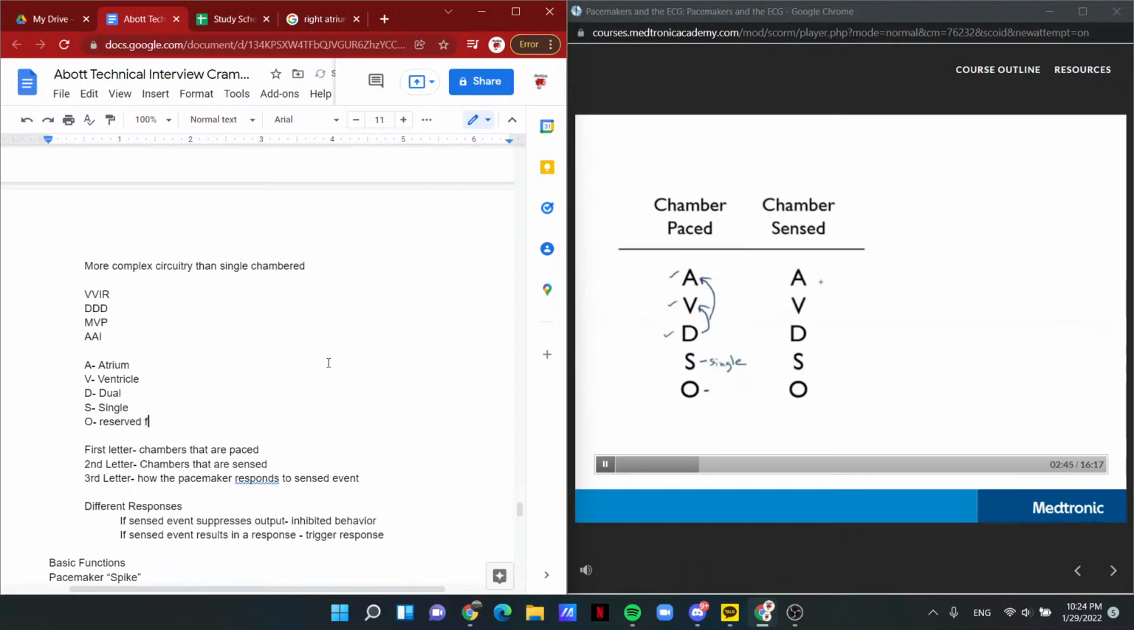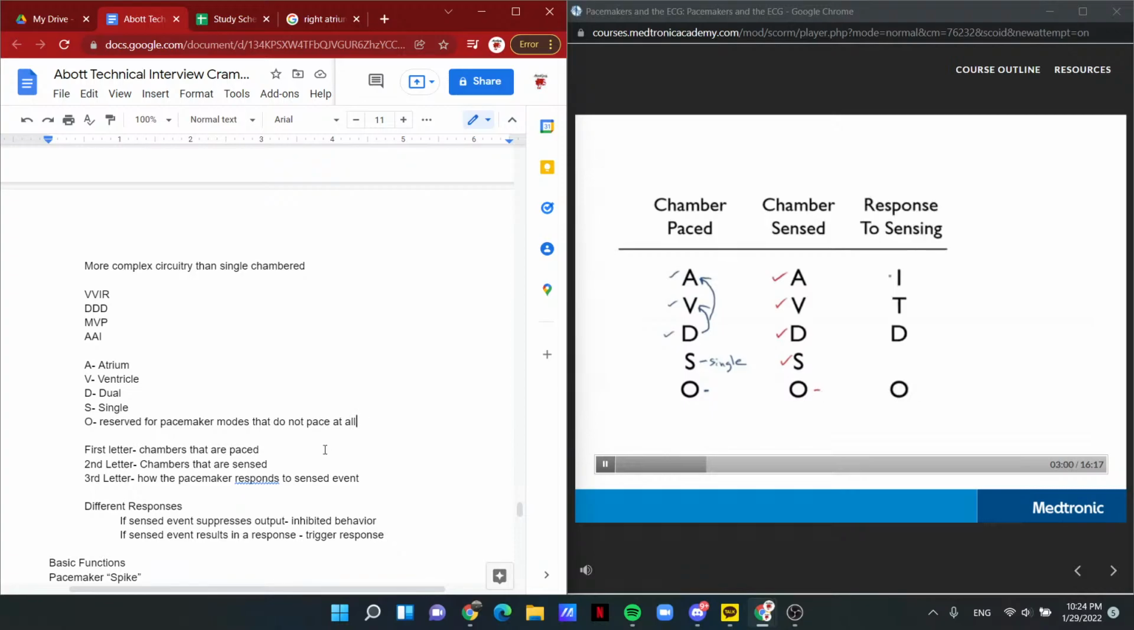The same letters can be used in the second position, which refers to the chambers that are sensed. A stands for atrium, V for ventricle, D for dual, and S for single. If the pacemaker is not able to sense either chamber, then an O is used.